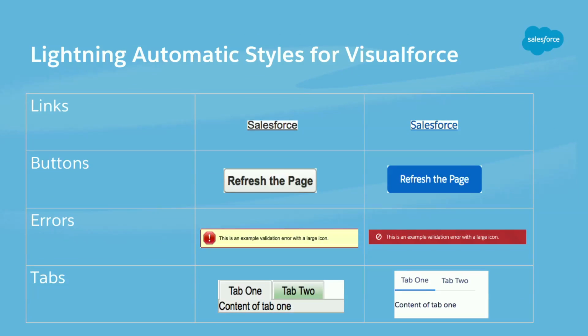All right, so here's some before and afters. You can see that links, buttons, the arrows, and tabs look totally different. And this is just by turning on that attribute on the page.